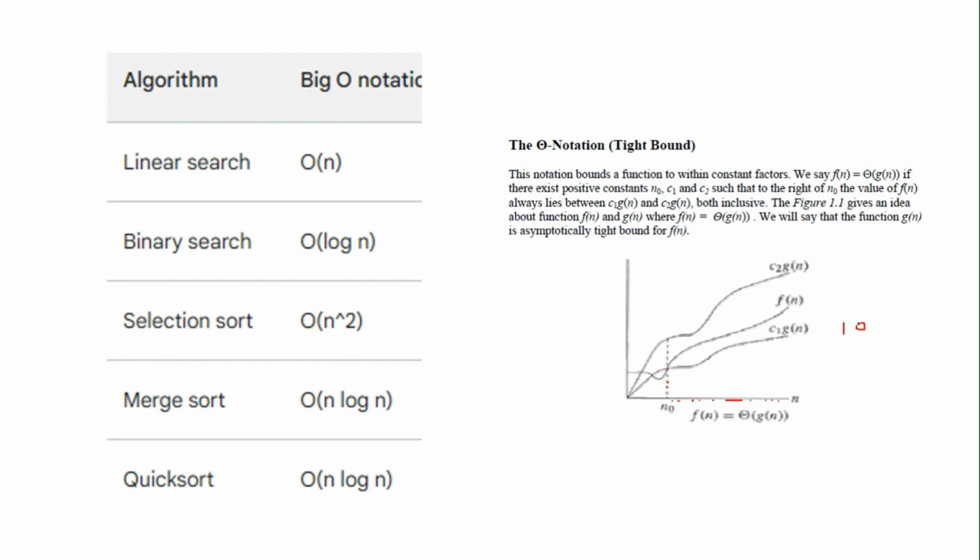Suppose there is a number range from 100 to 0. You cannot exceed 100, and you cannot go lower than 0. So within this range, the functions lie between the tight bounds. So always remember that theta is the tight bound: the function is between c1 g(n) and c2 g(n). Okay, thank you.